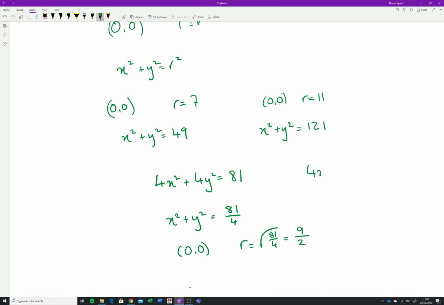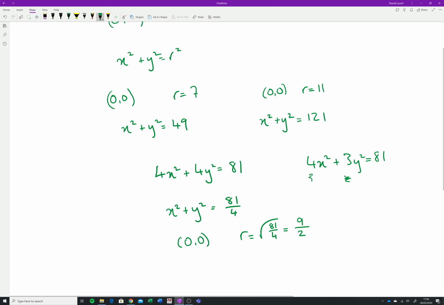If you've got 4x squared plus 3y squared is equal to 81, what then? Well, that isn't a circle. Okay, it's got to be that the x squareds and the y squareds are the same, otherwise you can't end up with x squared plus y squared as is. So that one we don't have to worry about, thankfully. That is for a long way down the line in college.